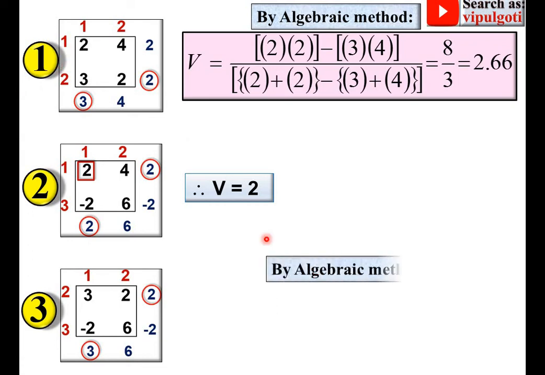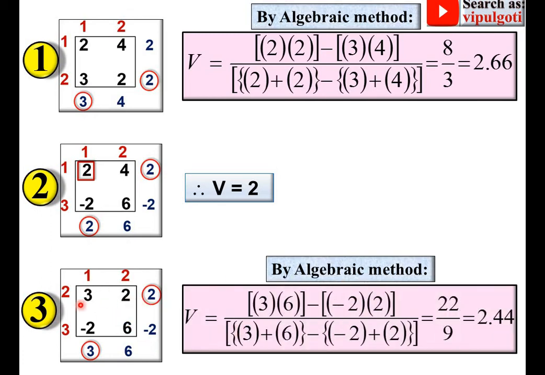Now in similar way I can find the value of game for subgame 3 by algebraic method. That is multiplication of these two minus multiplication of these two whole upon sum of these two minus sum of these two. And if you simplify then you will get 2.44.